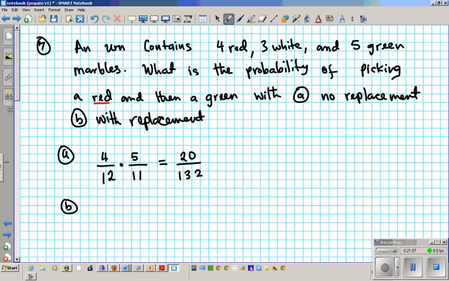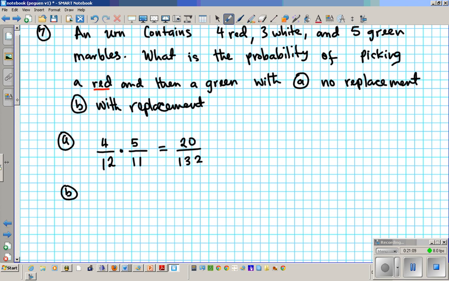Okay? How about with replacement? If it's replacement, it makes it independent, which means it doesn't change. So what's the probability of getting a red? It's 4, because there are 4 reds out of how many in all? 4 plus 3 plus 5, 12. Times. Now that one red you took out, guess what? You tossed it back in. Probability of getting a green, 5, because there are 5 greens. Now, how many balls you have left? Since there is replacement, it doesn't change. The bottom doesn't change. So this becomes 20 over 144.